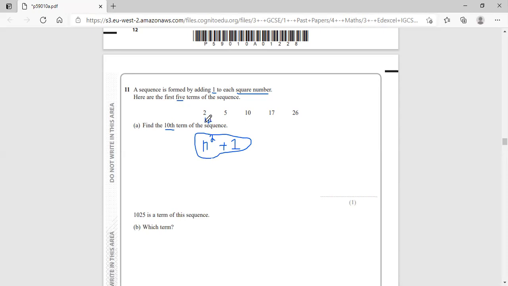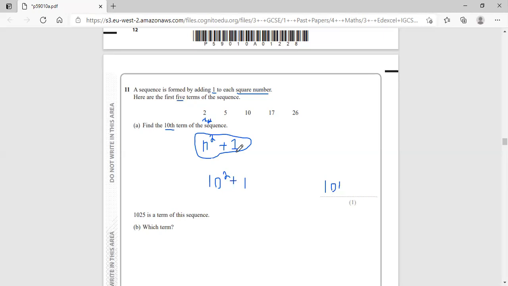So 1 squared plus 1 will give us 1 plus 1, which is 2, which is the first part. 2 squared is 4 plus 1 is 5. 3 squared is 9 plus 1 is 10. So that is our formula. We can now find the 10th term. It's going to be 10 squared, because 10 is our n, plus 1, and that will give us an answer of 101.